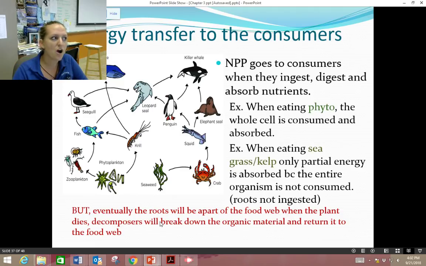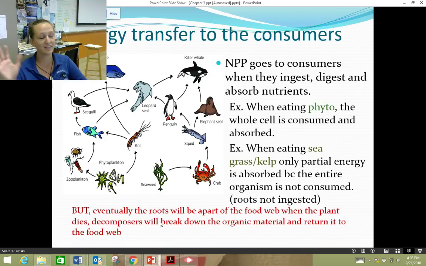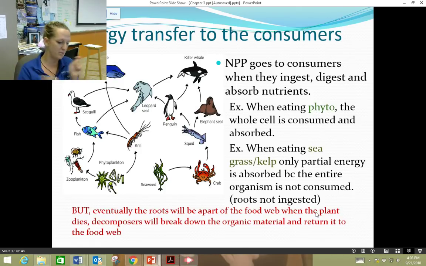The roots will eventually, and same with the elephant seal, its fur and its bones, when the whale excretes, has egestion, and it poops and gets rid of its waste material, that is going to sink. You will have detritivores and decomposers who are able to break that down and then incorporate those materials back into the trophic levels of your food web. So eventually the roots will break apart and be part of the food web. That's when the plant's going to die. Decomposers will come over, decompose it, break it down into its tiny little building blocks, small amino acids, small proteins, small nucleic acids, small carbohydrates, small lipids, and that can get reabsorbed again.